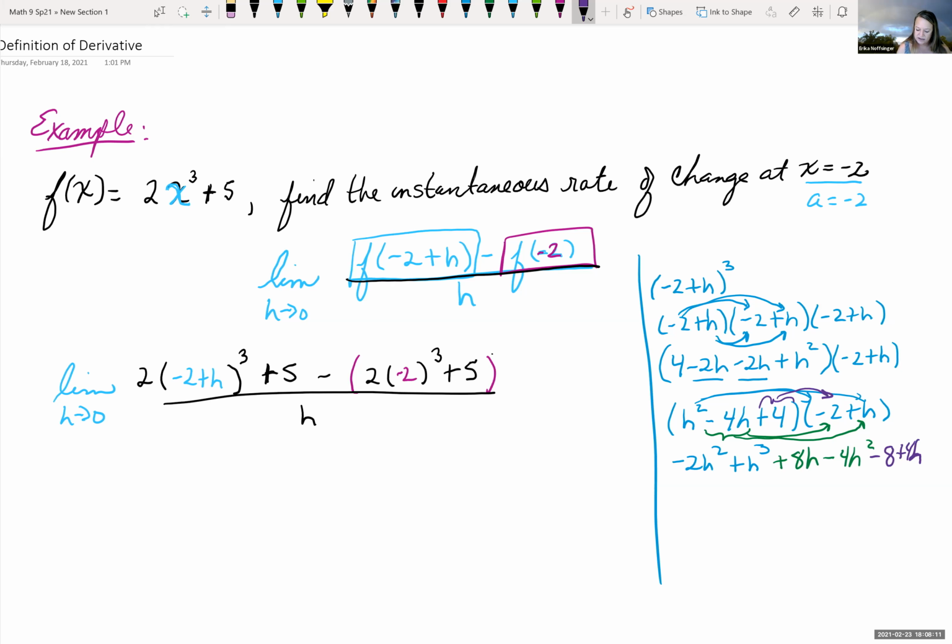So let's just, again, rewrite this. I'm going to rewrite it in descending order of powers. So far we have no other term with a cube, so we have an h cubed. Looking at all my squares, I have a negative 2h squared minus a 4h squared, which is minus 6h squared.